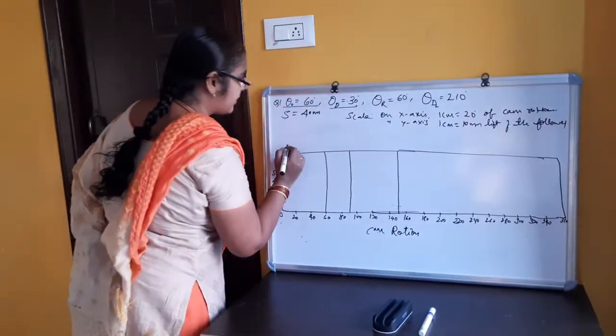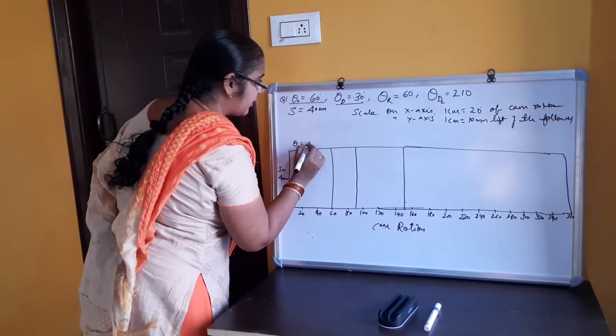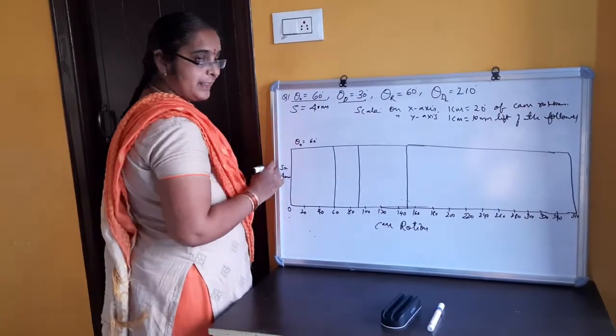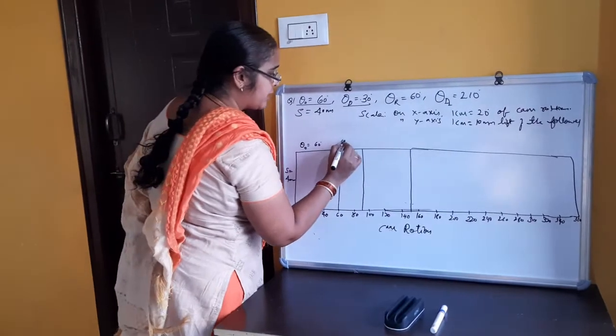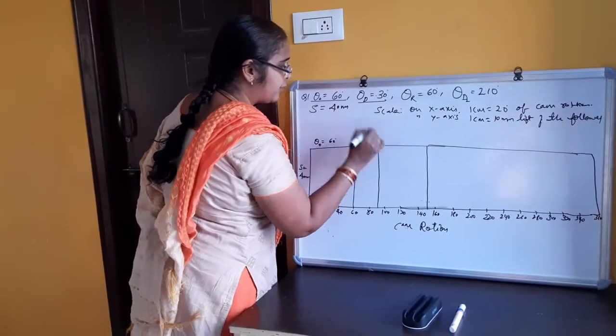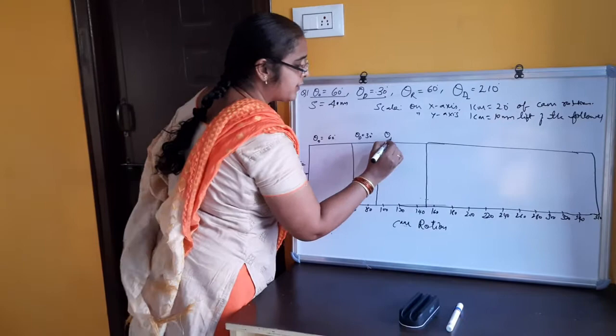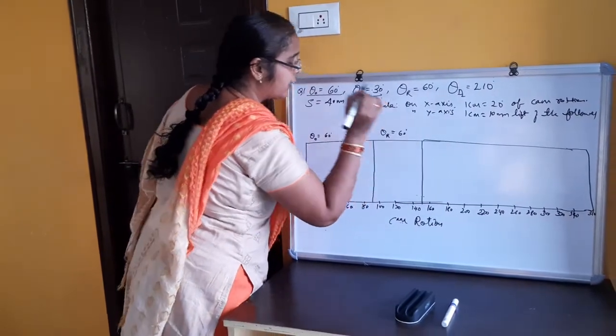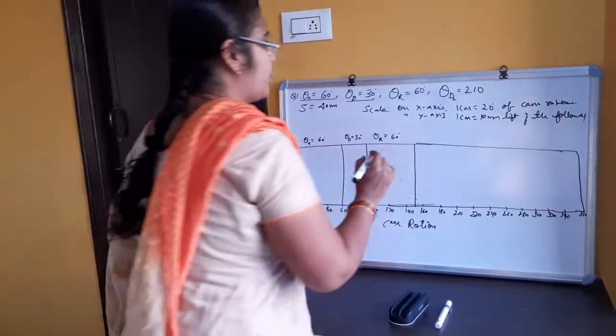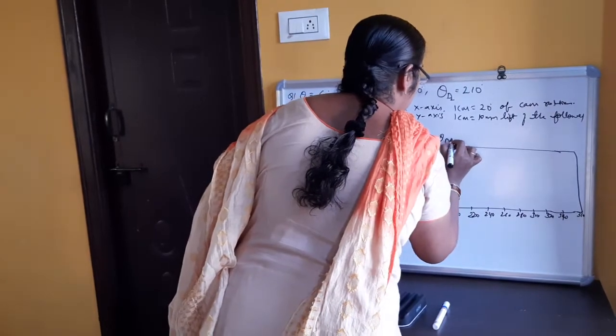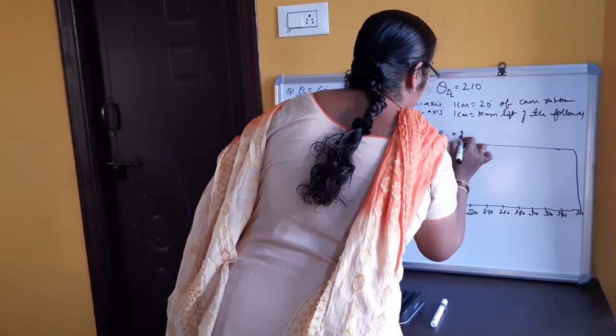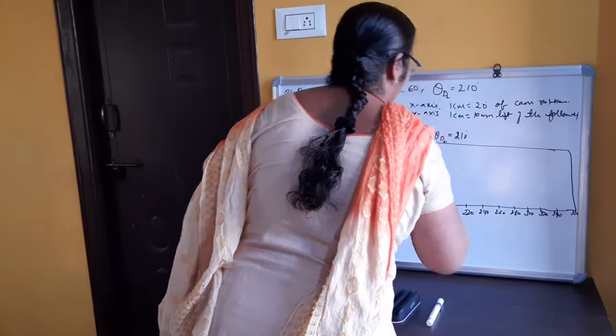Let me write this. Theta naught is equal to 60 degree, that is nothing but outstroke. And this dwell is equal to 30 degree. And here the return stroke is equal to 60 degree, and followed by a second dwell is equal to 210 degree.